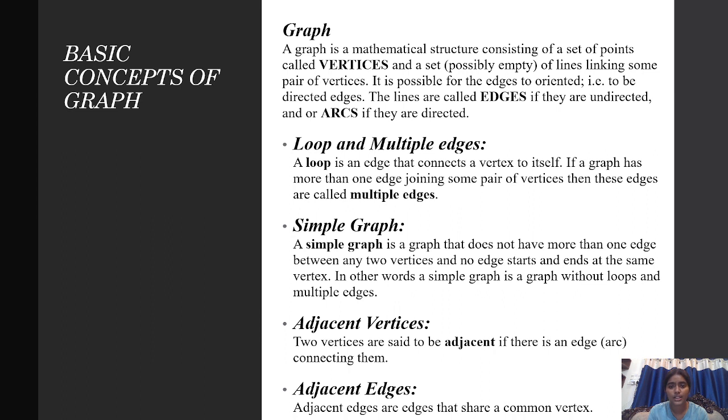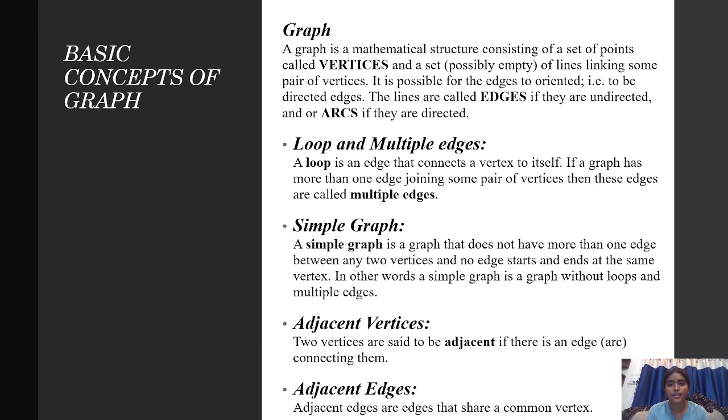So the basic concept of a graph. A graph is a mathematical structure consisting of a set of points called vertices and a set of lines linking some pairs of vertices. It is possible for the edges to be oriented, that is, to be directed edges. The lines are called edges if they are undirected and arcs if they are directed.